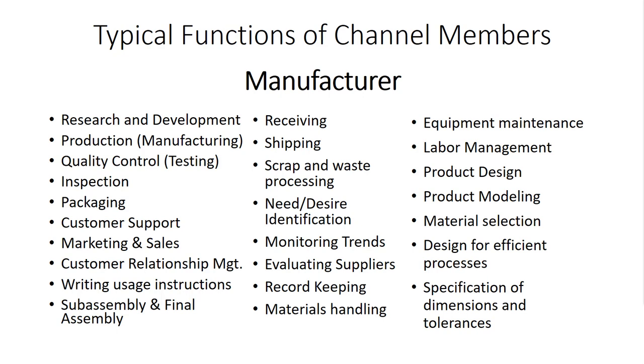And then let's go down to the very last one, specification of dimensions and tolerances. This may be done by an external party, perhaps a government entity that says that certain dimensions and tolerances have to be to a certain specification, or it may be something that the manufacturer does on their own, or it may be something that's done at an industry level. So again, these are a nice set, not all the functions of a manufacturer, but definitely a lot of them.